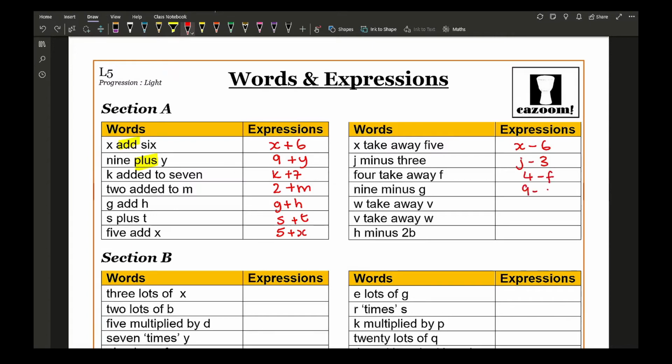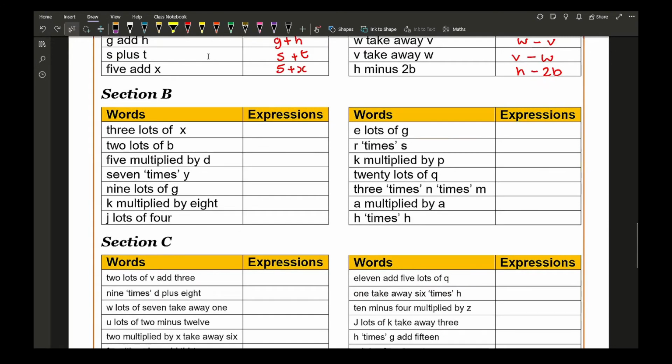9 minus g. W take away v. And v take away w. And h minus 2b. So again, moving on to section B. Again, if you want to pause the video, have a go at these questions yourself, by all means please do. And let's go through the answers.